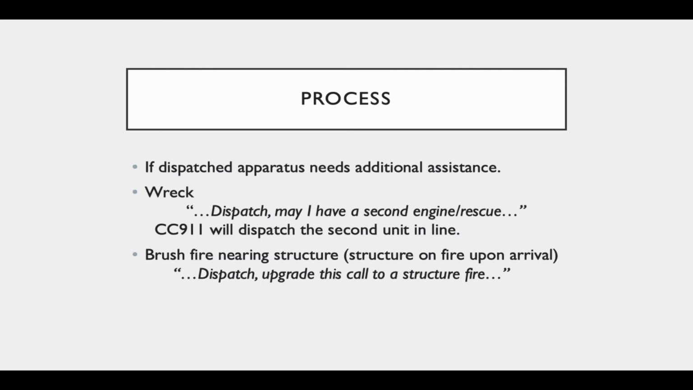If the dispatched apparatus needs additional assistance, for instance on a wreck, dispatch may send the second engine or rescue. 911 will dispatch the second unit in line. If we're called to a brush fire near a structure, and it's a structure on fire upon arrival, the engine crew or the first on scene would call dispatch. Dispatch will upgrade this call to a structure fire, and then dispatch will dispatch the appropriate apparatuses.